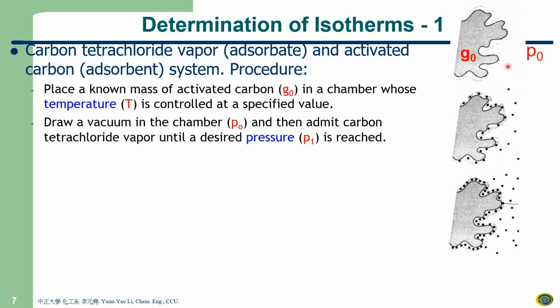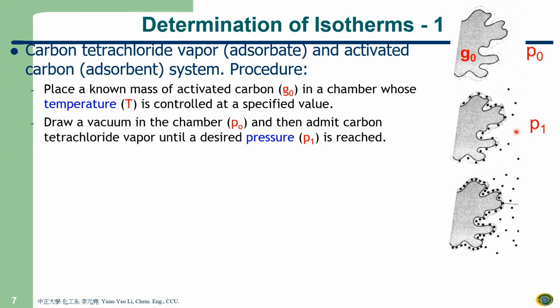So P0 means what? No pressure. And that means what? No carbon tetrachloride. After that, you start to introduce carbon tetrachloride into this system. So you see some molecules here, and the pressure becomes P1. Right? And this will reach equilibrium, meaning what?